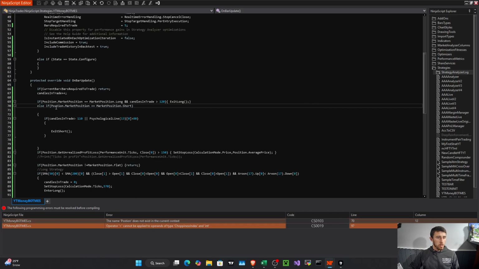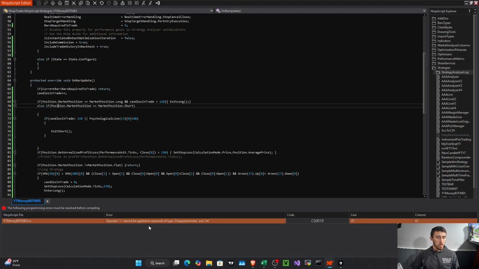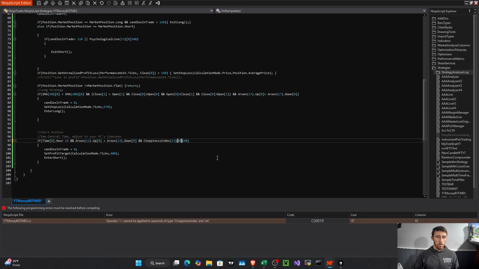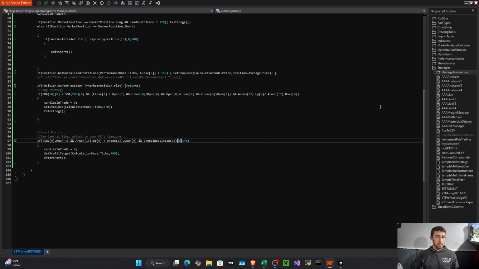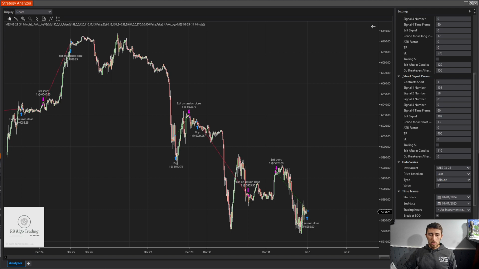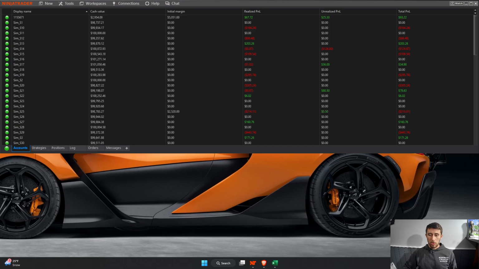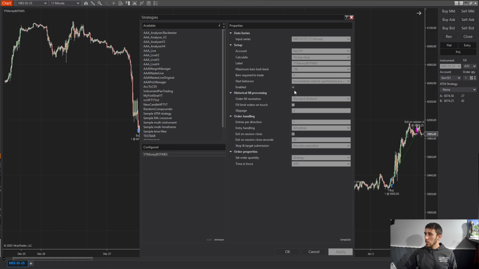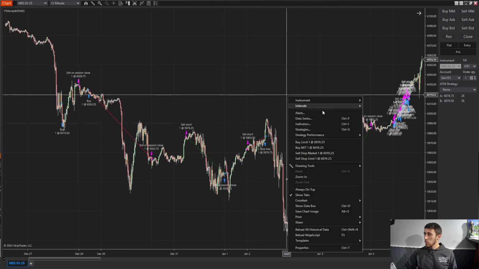Okay, position, spelled that wrong. Choppiness index and int. Okay, and of the most recent candle. Boom. So we got that. Let's come back here. Open our chart. Strategies. Disable it. Enable it. And now we got shorts.